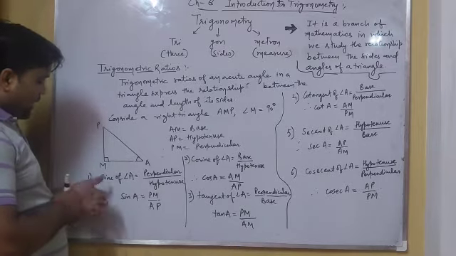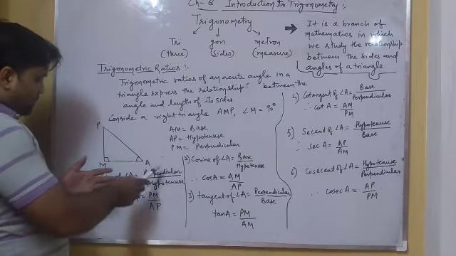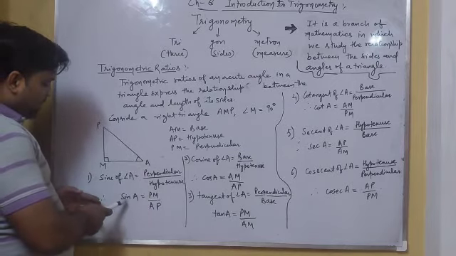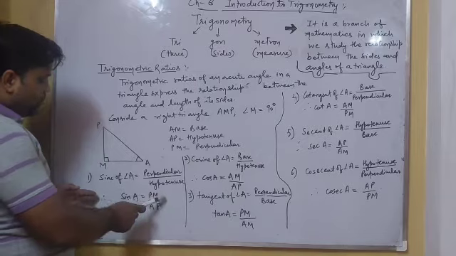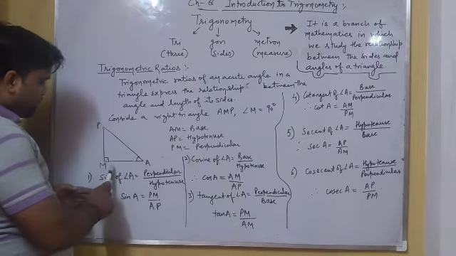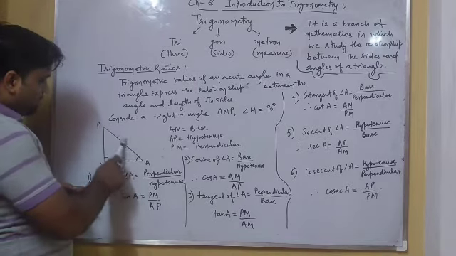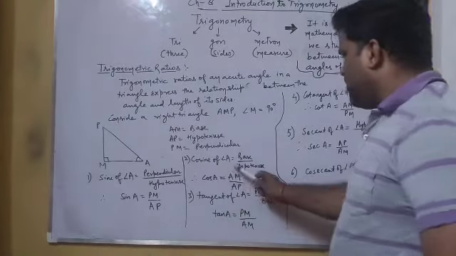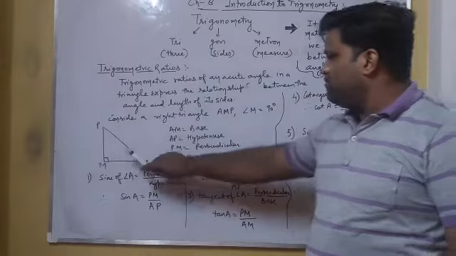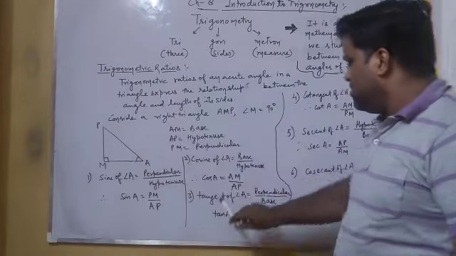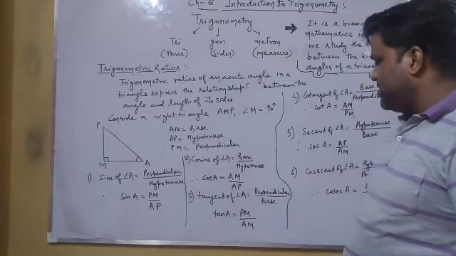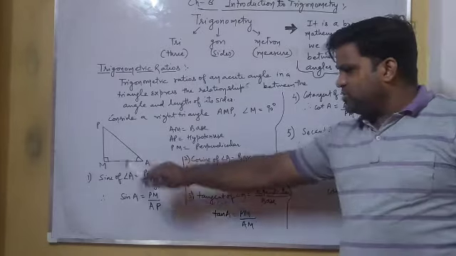First is the sine of angle A, which is the ratio of perpendicular and hypotenuse. We can say in simple form by using the abbreviation sin A is equal to PM upon AP. It is the perpendicular and it is the hypotenuse. Second is cosine of angle A. It is the ratio of base and hypotenuse. We can say by using the abbreviation cos A is equal to AM by AP, by using the triangle.